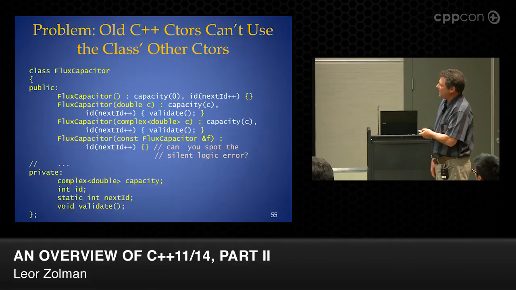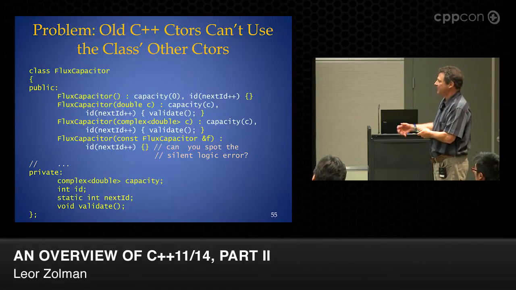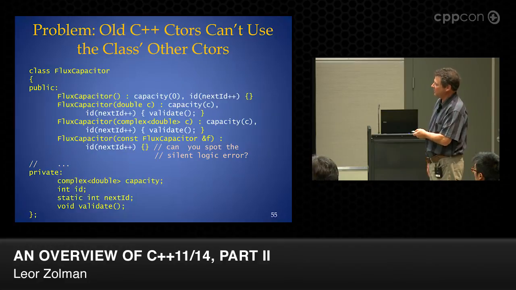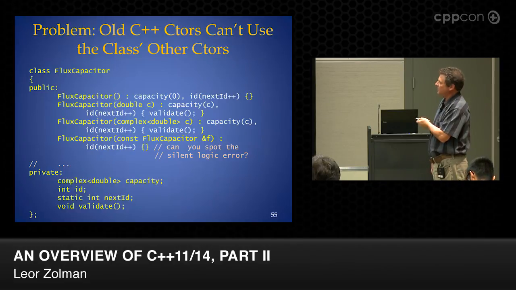So let's say a flux capacitor has an ordinary data member capacity, and it has an ID number, and it calculates the ID number by incrementing a static. So every new flux capacitor gets the next value of next ID and stores it in ID. And there's a way to validate flux capacitors. So a default constructor would set the capacity, set the ID. A flux capacitor that takes a double would set the capacity. It would silently convert to a complex, set the ID, and then validate.